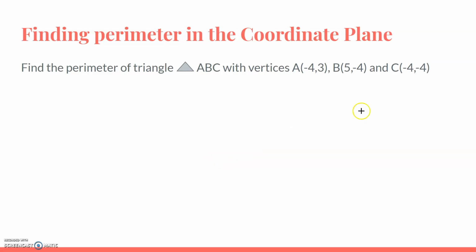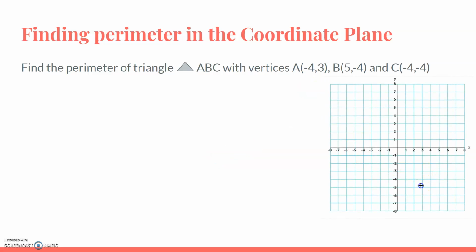Alright, now that you're back, first I told you guys to plot it. So we have our graph right here. This is going to be point A at (-4, 3), and then we have point B at (5, -4), and then we have C at (-4, -4). We're just going to connect all of these sides together, which gives us a triangle.